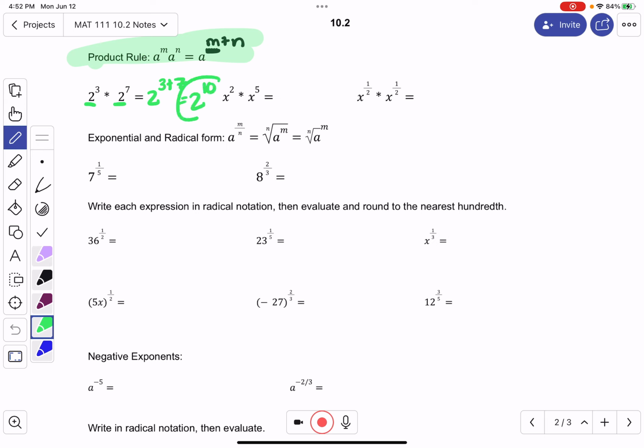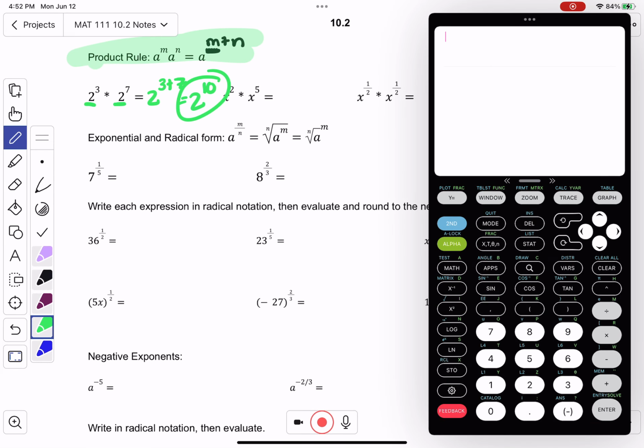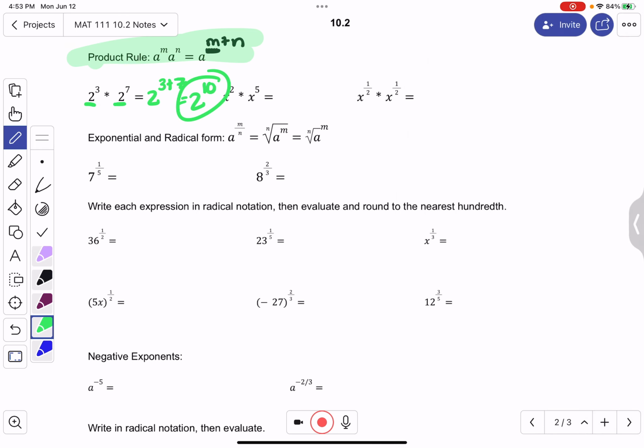Well, 3 plus 7 is 10. Let's check a calculator and see how that works. So 2 to the third times 2 to the seventh gives us 1024. 2 to the 10th gives us 1024. So that just shows you that it does work. Don't do anything with the bases, just keep them the same.